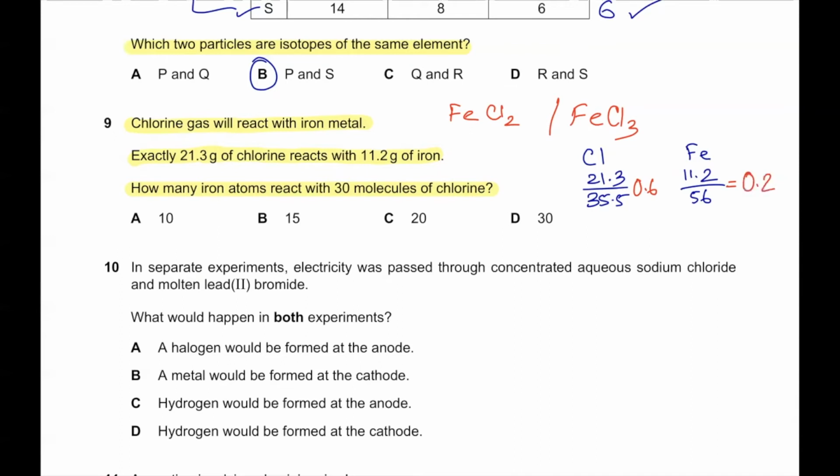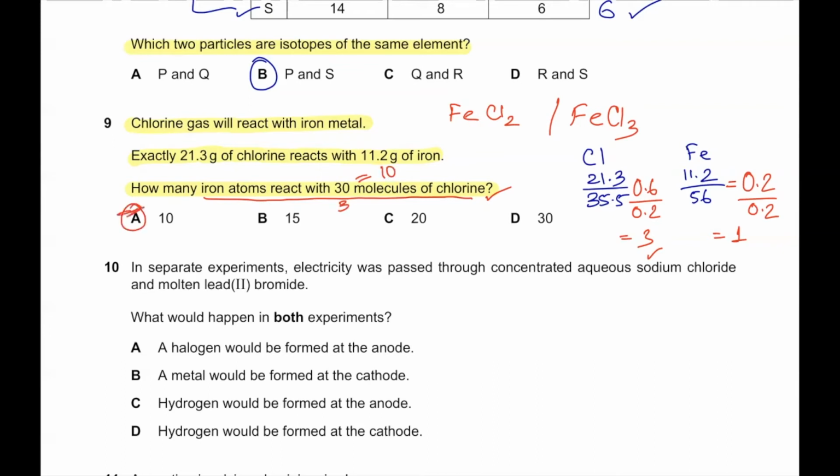So guys, we can simply divide by 0.2 and 0.2, and that gives us a 3 for the chlorine and a 1 for the iron. So for each iron atom, there are 3 chlorine atoms. Now the question says how many iron atoms would react with 30 chlorine atoms. For 3 chlorine atoms we require 1 iron, so 30 divided by 3 is equal to 10. So 9A is correct.